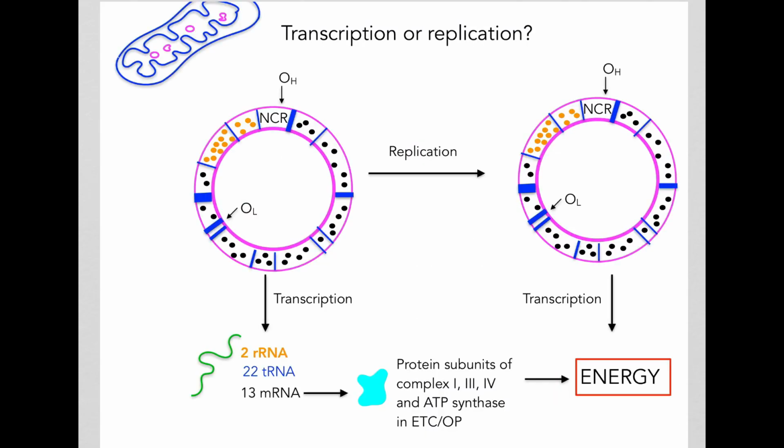The process of transcription as well as replication are very closely related in the mitochondria. So in transcription, the DNA is copied into RNA, and then the RNA eventually is used to make proteins, and these proteins are necessary for the electron transport chain and the oxidative phosphorylation pathway, which generates energy.